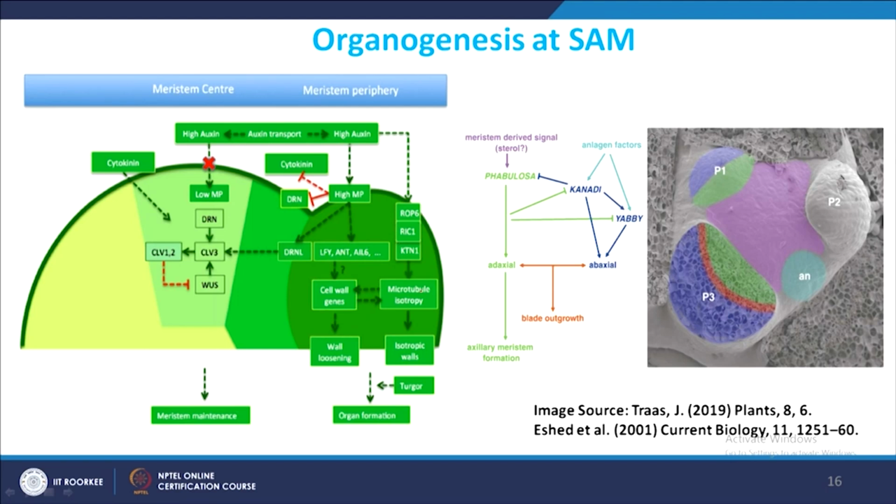At the same time, there are some signals which are derived from the meristem, and they basically activate some genes like FABULOSA in the adaxial side of the lateral organs, and some other genes are activated in the abaxial side of the lateral organs. And then there is a kind of crosstalk and regulation between adaxial and abaxial genes, and this regulation is basically ensuring proper polarity in the growing lateral organs. So, I will stop here.